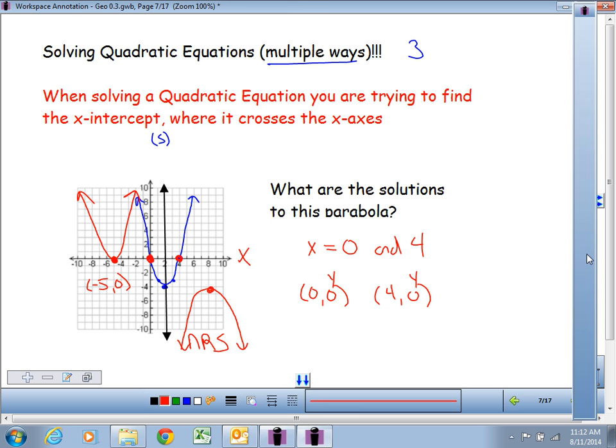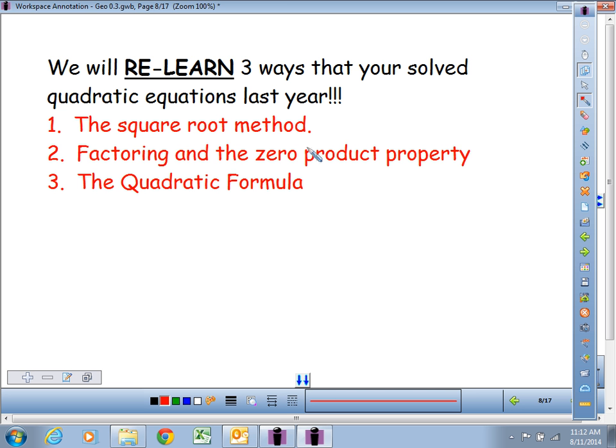Alright, so let's move on. We're going to relearn the 3 ways that we solved quadratic equations last year. And guys, we're going to do them real quick in one day, since you probably did this halfway through second semester last year. We're going to learn the square root method. This is probably the easiest.